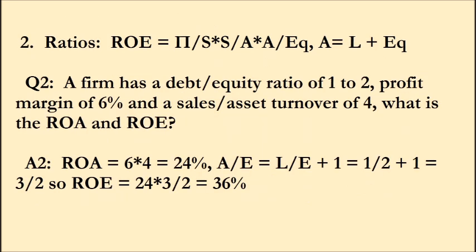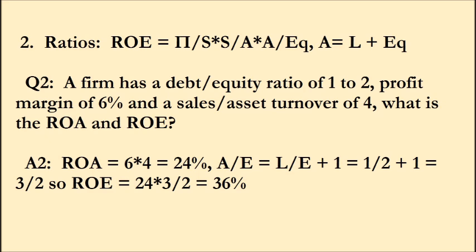Let's do another one. Here we have a firm with a debt asset ratio of 1 to 2, profit margin of 6%, turnover ratio of 4. Again, for the ROA, just multiply, and with the 2 you get 24%. Now, in this case, we can add 1 to the debt equity ratio, so the ROE is 36%.